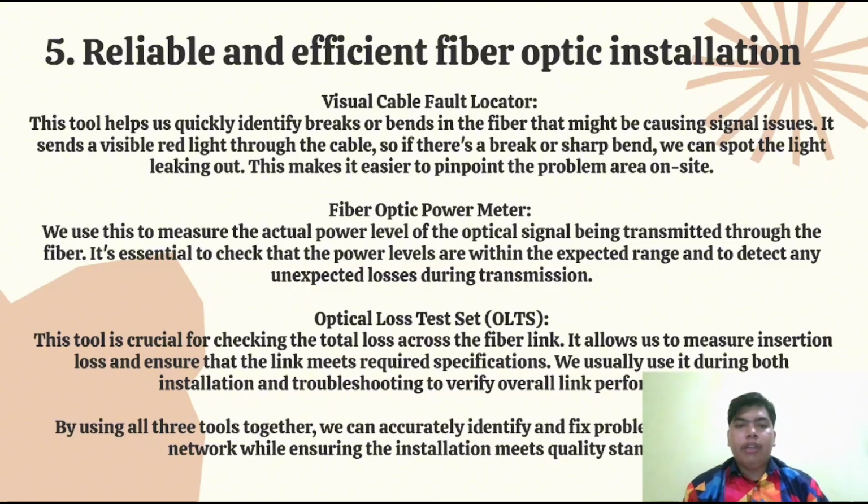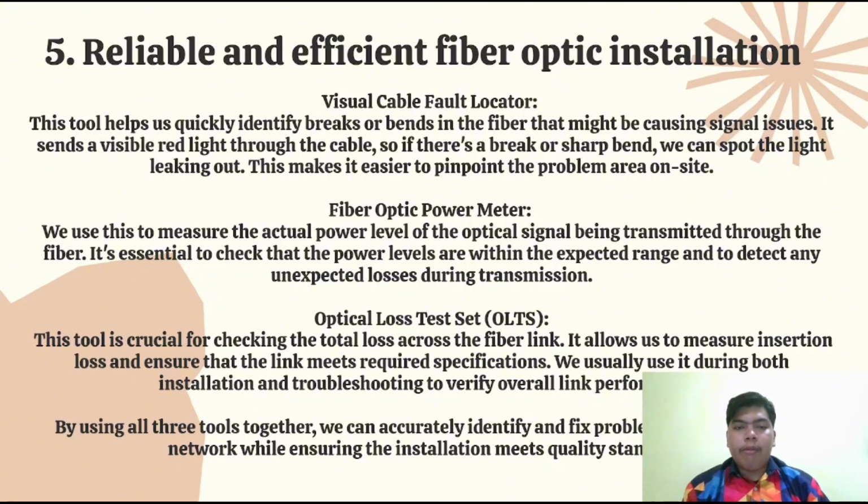First, visual fault locator. This tool helps us quickly identify breaks or bends in the fiber that might be causing signal issues. It sends a visible red light through the cable, so if there's a break or sharp bend, we can spot the light leaking out. This makes it easier to pinpoint the problem area on site.